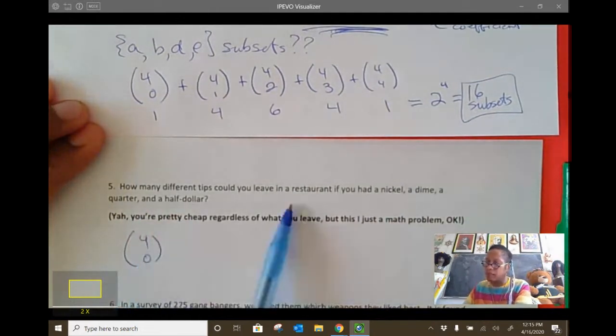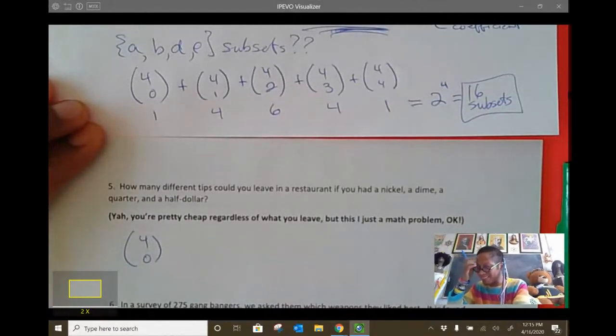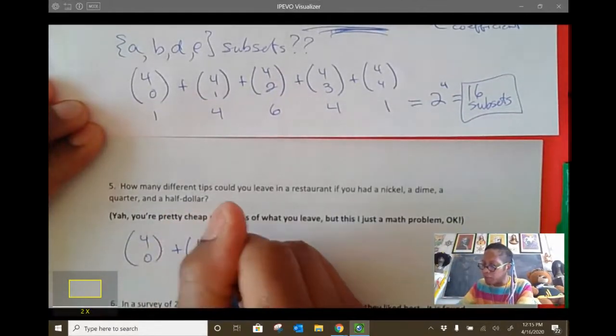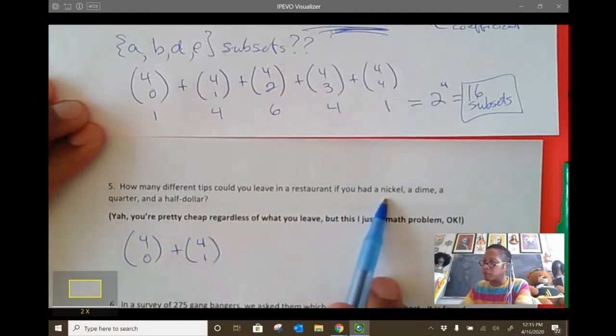Leave none of the four coins. That's a zero. Right? That's a terrible tip. Or you can choose one of the four coins, give them a nickel or give them a dime or give them a quarter or give them a half dollar.